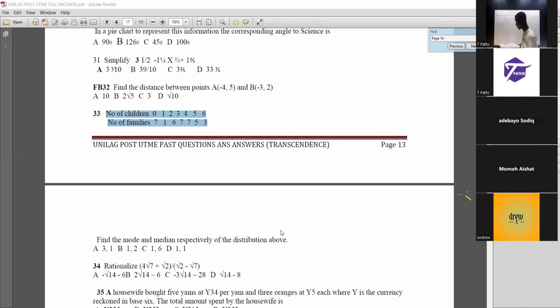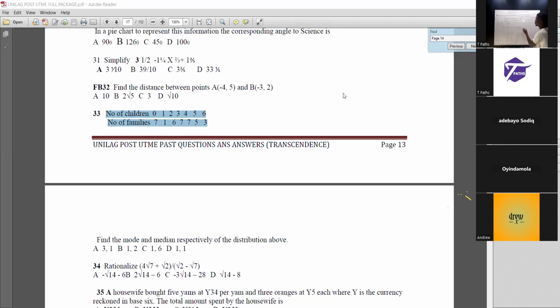Okay, now let's do that together. So you notice that this is grouped data, right? We have number of children, and the other part we have number of families. So now let's check that. We are given 0, 1, 2, 3, 4, 5, 6. And this is the frequency, right? 7, 1, 6, 7, 7, 5, 3.